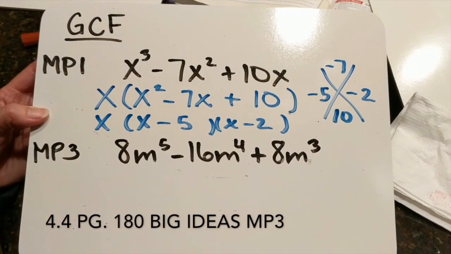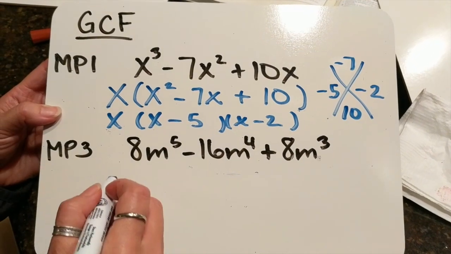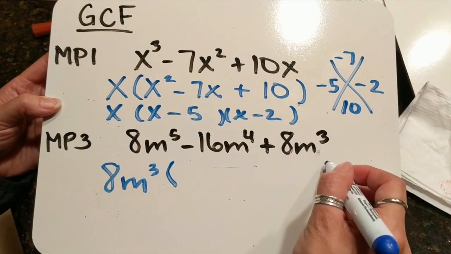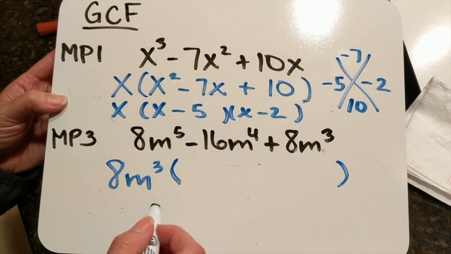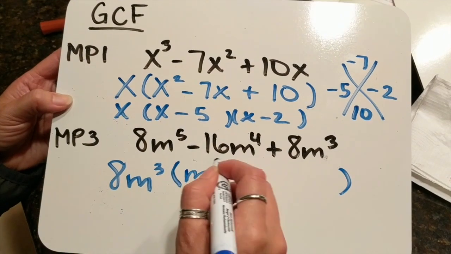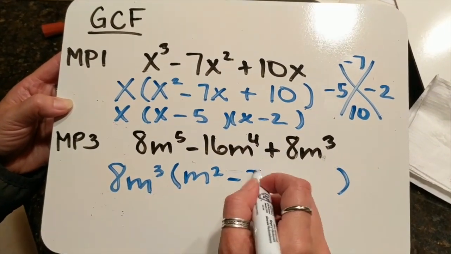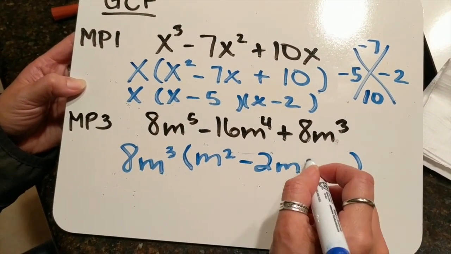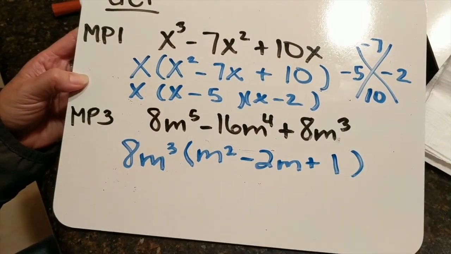All right, Monitoring Progress 3. What is the greatest common factor in each of these terms? 8m to the third. Perfect. Okay, 8m to the fifth divided by 8m to the third is m squared, minus 2m, plus 8m cubed divided by 8m cubed makes 1.